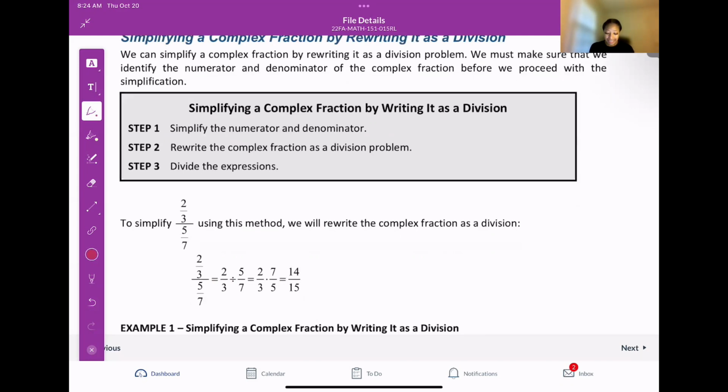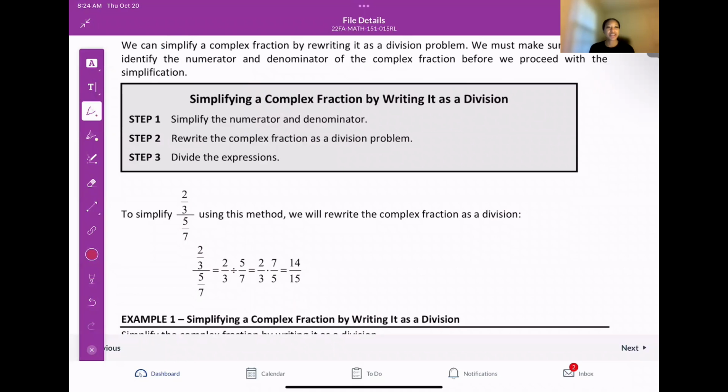Okay. The easiest type of example we can see is what's shown here with 2 over 3 divided by 5 over 7. The numerator and denominator are simplified. Then we can just rewrite this using our other division notation. It's the numerator divided by the denominator. So 2 over 3 divided by 5/7. And we know that dividing by 5/7 is the same as multiplying by the reciprocal of 5/7. So this is 2 over 3 times 7 over 5, which is 14 over 15. So it's literally just rewriting using our different division notation.